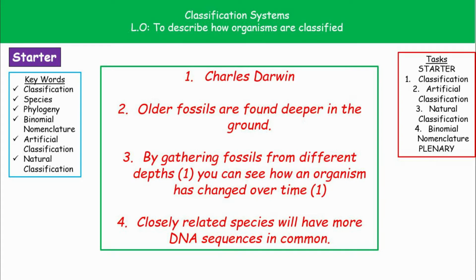Question 3, 2 marks available here. First mark is for saying we gather fossils from different depths, and the second mark is for saying that allows us to see how the organism has changed over time. And then question 4, closely related species will have more DNA sequences in common with one another. Add it up, you've got a mark out of 5 today.